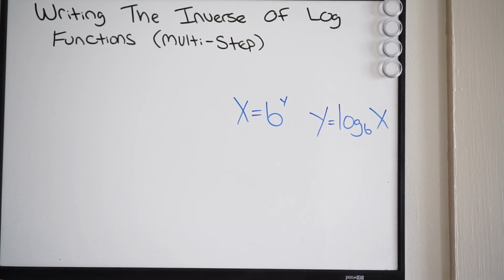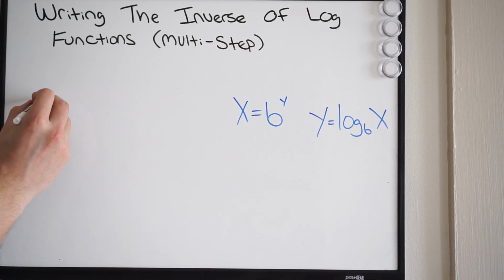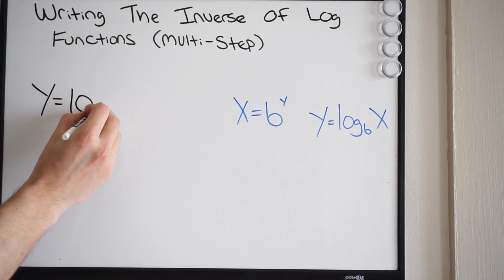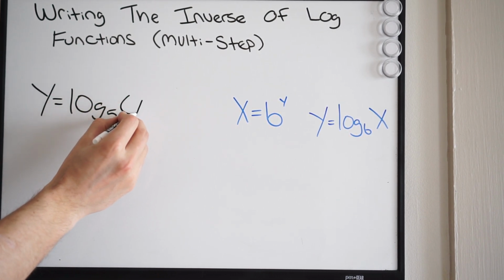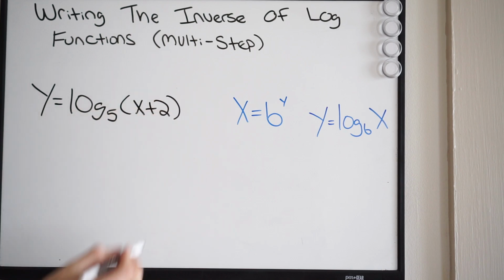Okay, so we're going to go over the first problem here, and we're going to have y equals log base 5 of x plus 2. Okay, so recall in the previous video that in order to take the inverse of a log function, we first must put it into its exponential form. Once we have it in its exponential form, we can then replace the y with x and the x with y. Right? Now, in the previous video, all of the examples I gave you, the log function was isolated.